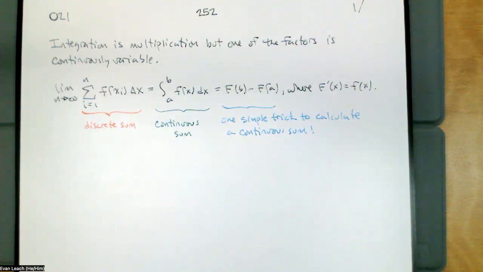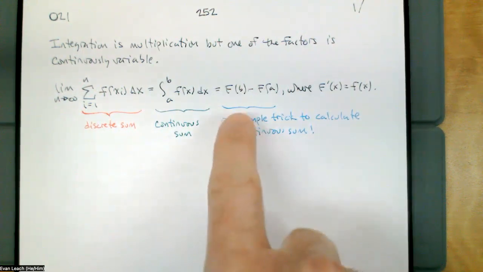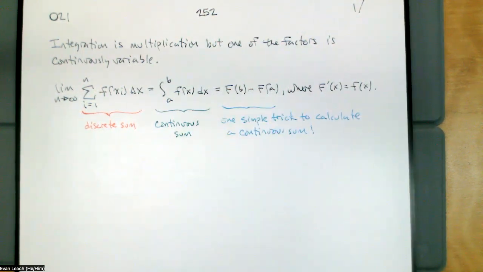That's why we need the fundamental theorem of calculus to come along and say, hey, all you need to do is find an antiderivative. And so we're like, oh, awesome. All we need to do is find an antiderivative. It's one simple trick to evaluate your continuous sums. But then we get into the big problem, finding antiderivatives. And so that's what we want to talk about today.